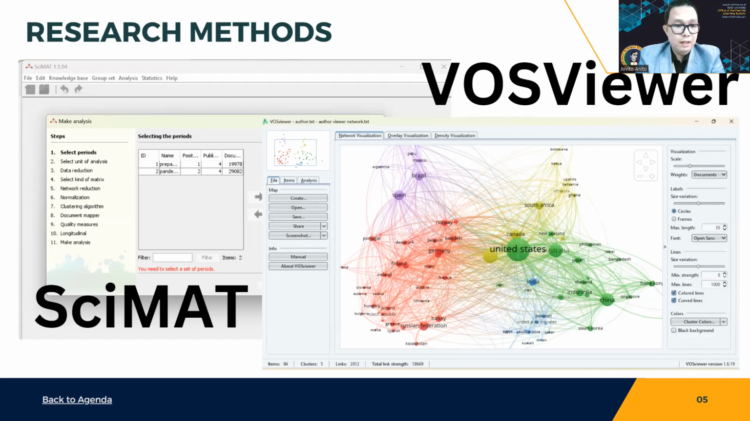The clustering algorithm is the central algorithm. Document mapper is the core document mapper and the secondary document mapper. For quality measures, I use the H index, citation index, and the like. And then the analysis is associational and inclusion. For the VOSviewer, we use it to look at the pattern of association among authors when it comes to the research that they are producing. So this is an example of what you can see in a VOSviewer.